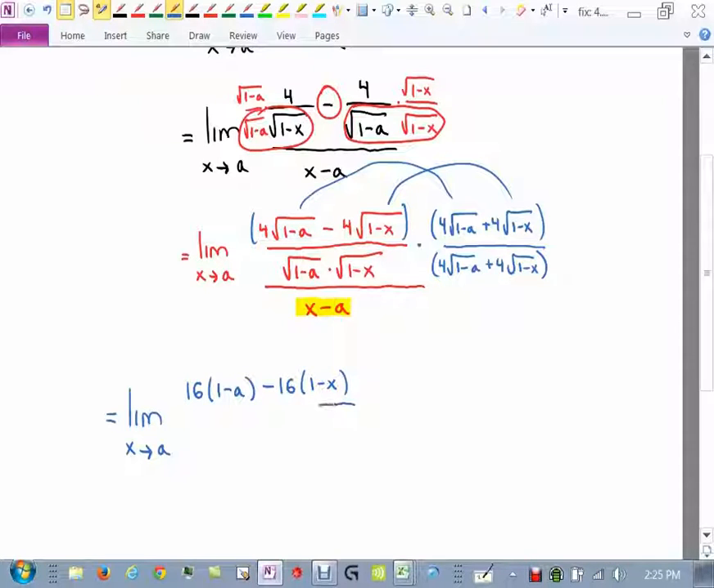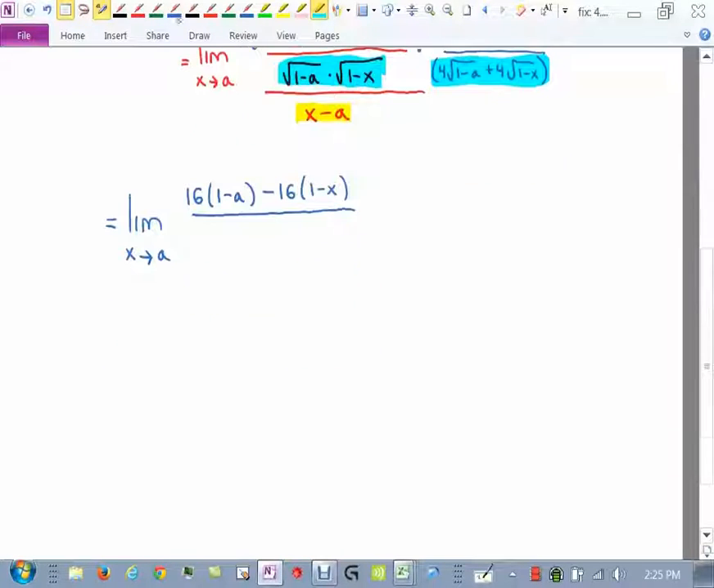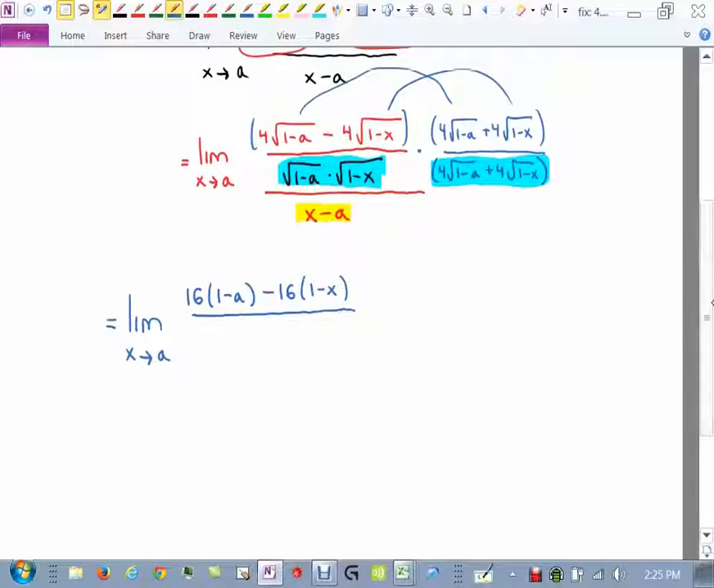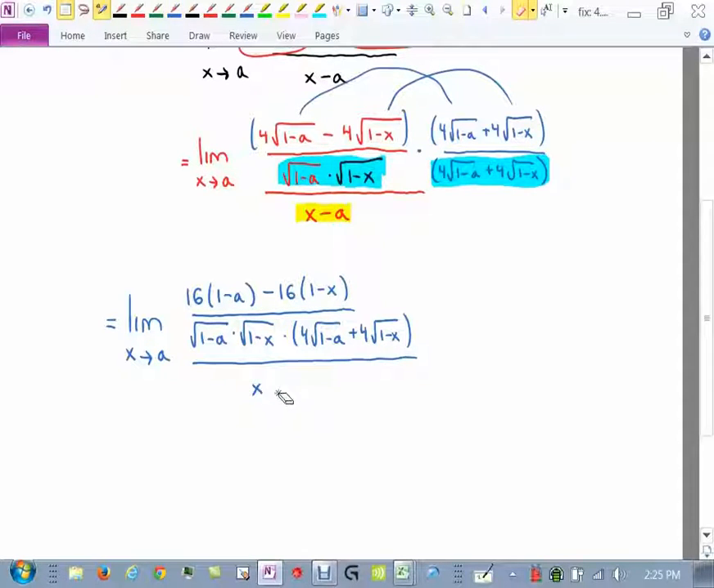All over this really, really nasty denominator, it's this times this. So I recommend that you just write that out. Don't try and multiply it out, just write it out, because eventually that's just going to be sitting there. It's not going to cancel. So root 1 minus a times root 1 minus x times, in parentheses, 4 root 1 minus a plus 4 root 1 minus x, and all of that over x minus a.